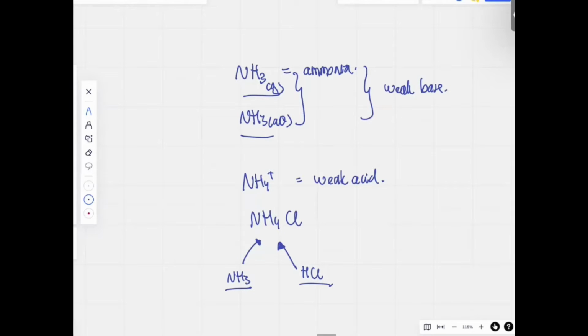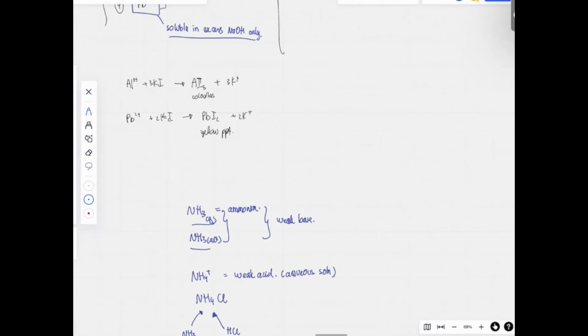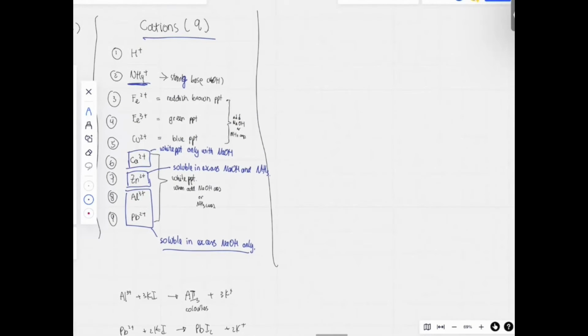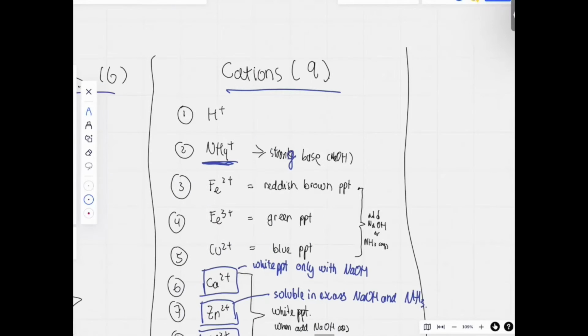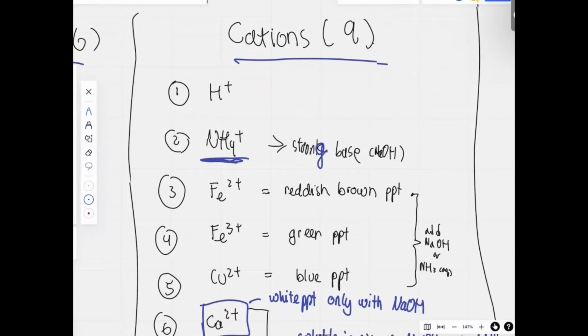And this NH4 plus is in aqueous solution. That's why NH4 plus can react with sodium hydroxide, because it's slightly acidic. That means it can react with base.